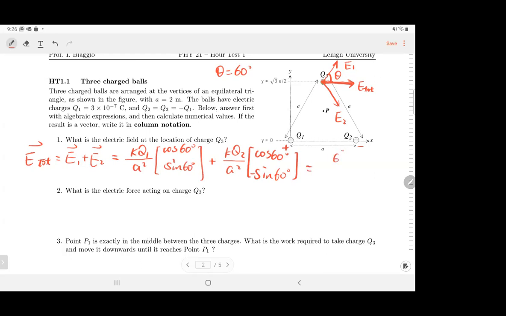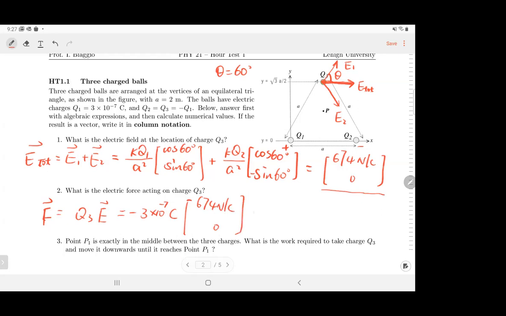So that will be 674 newtons per coulomb there. Okay, this is the solution for the electric field. And for the electric force on the charge Q3, we use this formula: force equals the charge Q3 times the electric field. And the electric field we just calculated, but the charge is negative. So we use negative 3 times 10 to the negative 7 coulombs times 674 newtons per coulomb. Okay, we multiply them, then eventually we'll get minus 0.02 times 10 to the negative 3 newtons.